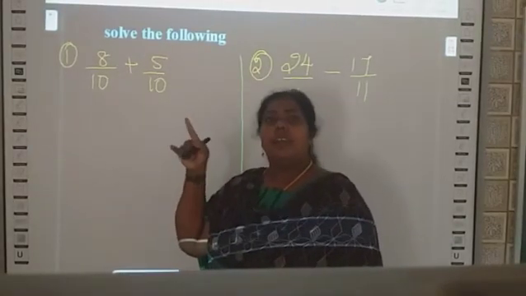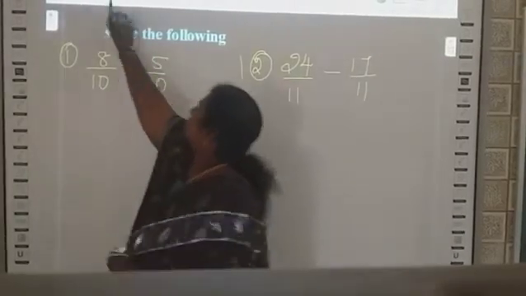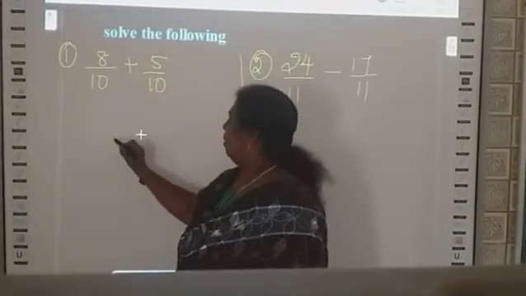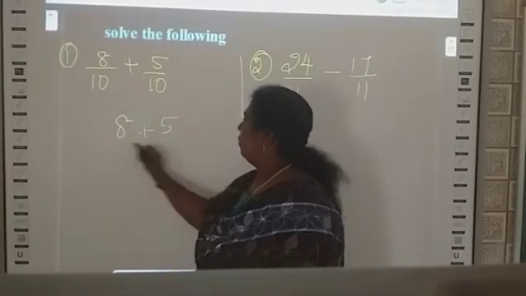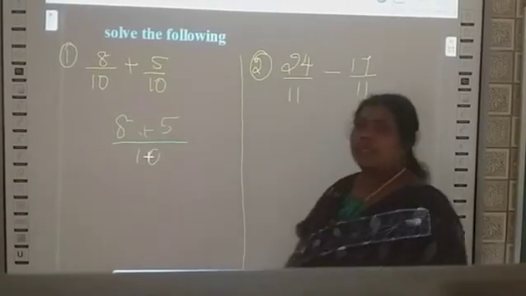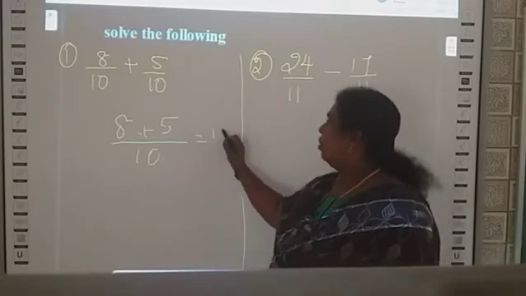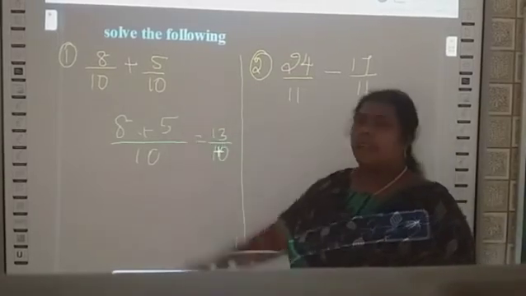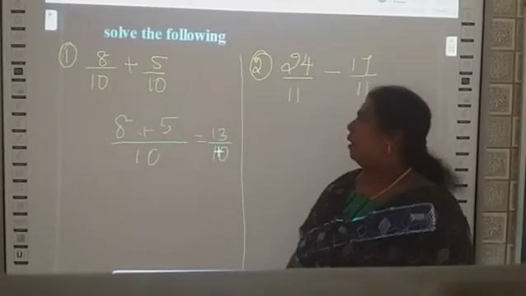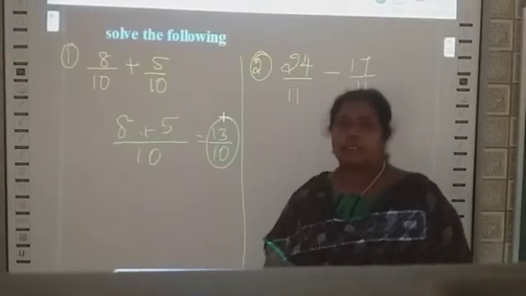What do we have to do? We have to add the numerator values, right? Only the numerators you have to add. See, 8 by 10 plus 5 by 10 can be added: 8 plus 5 divided by 10. 8 plus 5, how much will come? 13, right? So 13 by 10. Do you understand? Easily you can add that. Only you have to add the numerator value. So that is an improper fraction because the numerator value is greater, right?